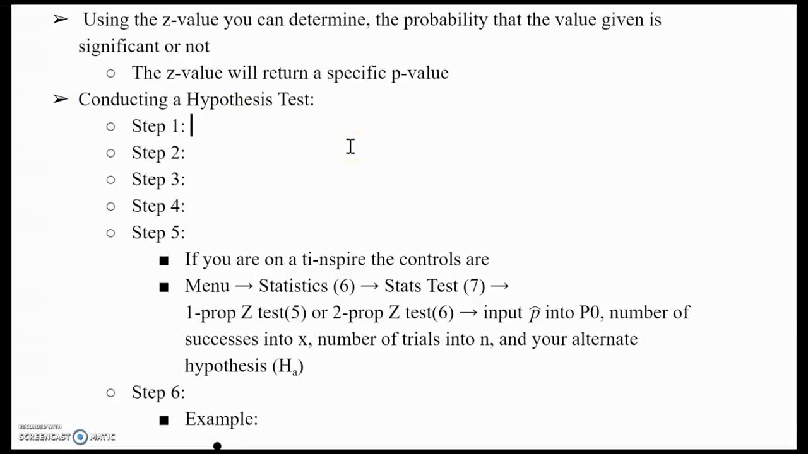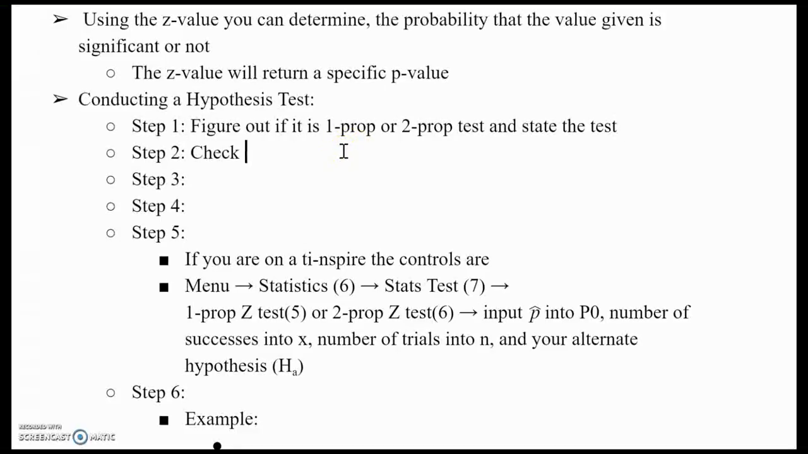Firstly, as with the confidence interval, you need to figure out if it is a one-prop or two-prop test, and state the test. So you have to state it is a one-prop hypothesis test or one-prop z test, or a two-prop z test or two-prop hypothesis test. Then, unless it says otherwise, always check conditions. Students generally forget to check conditions because they're caught up in the remainder of the test. But this is one of the most important things you must remember, because if you don't test your conditions, your test has no value.